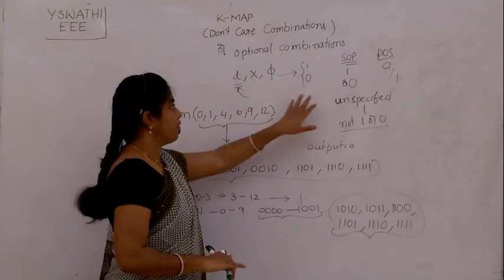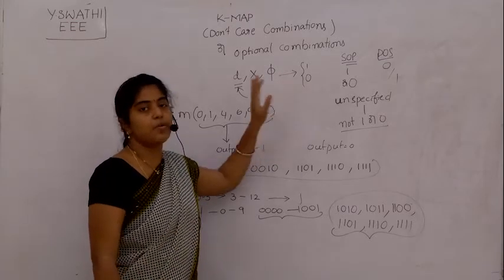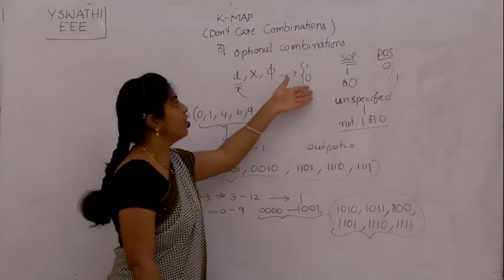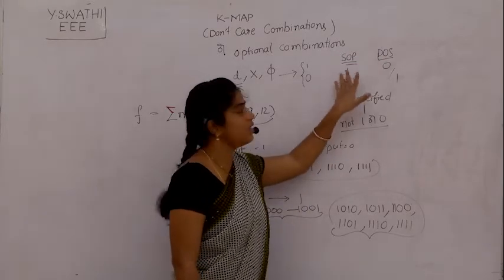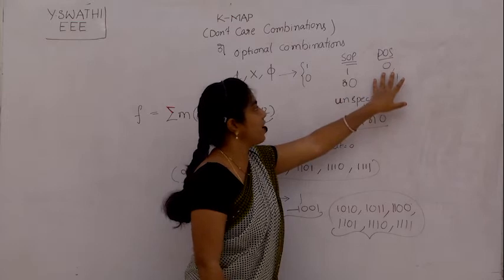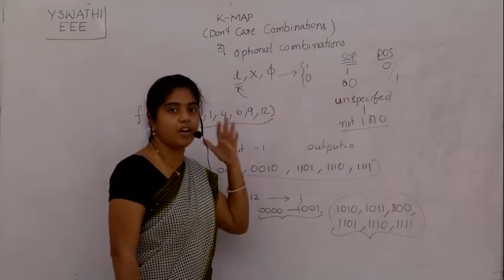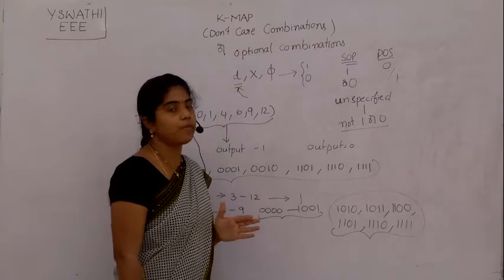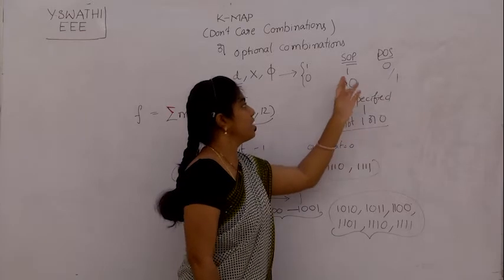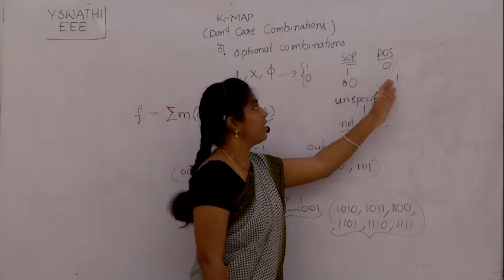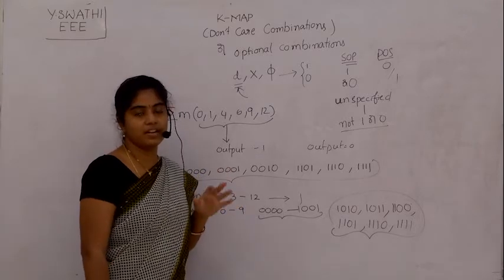That means if a don't care helps us to reduce the expression, we take it according to the form: in SOP we take it as 1, and in POS we take it as 0. For the other combinations which are not helping us to reduce the form, we take the opposite, that is 0 in SOP and 1 in POS. We will see some examples, then you will be able to understand better.